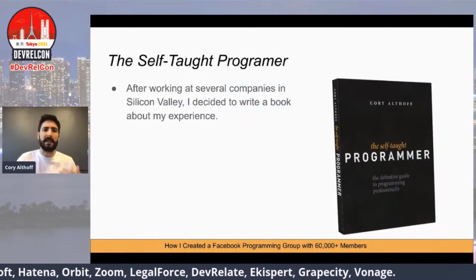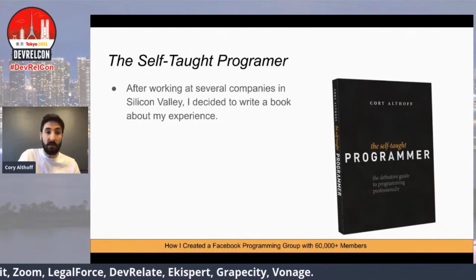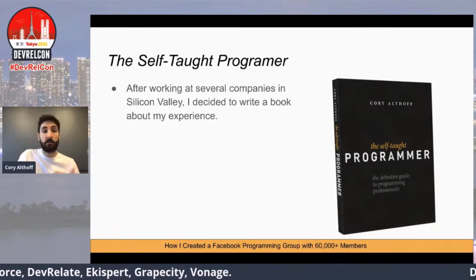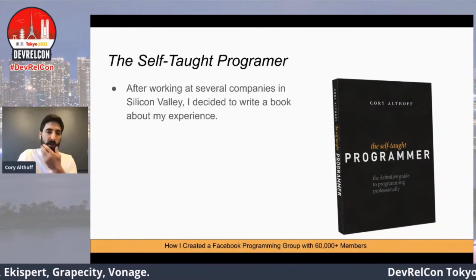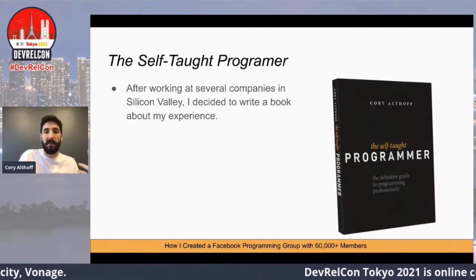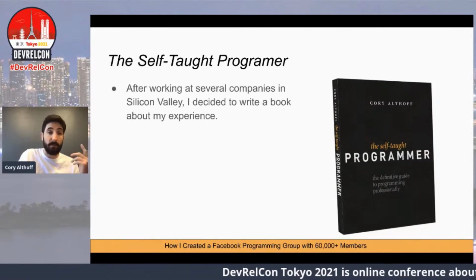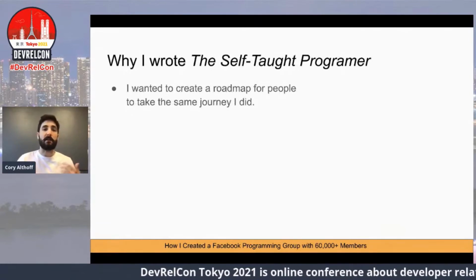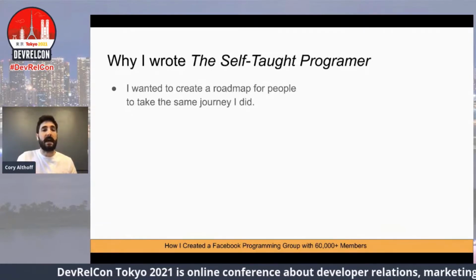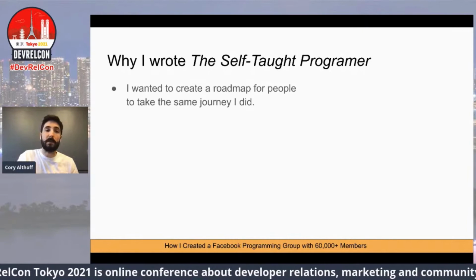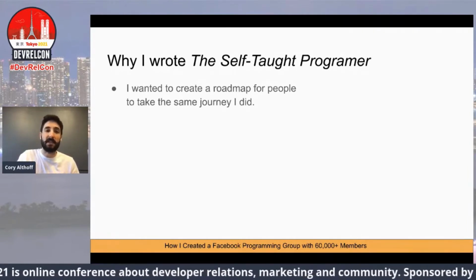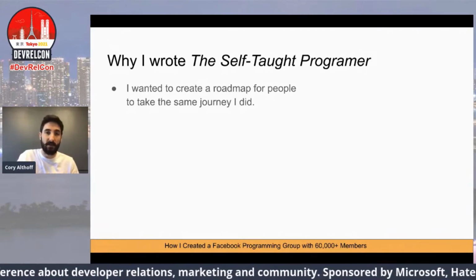And after working at several companies in Silicon Valley, I decided to write a book about my experience called The Self-Taught Programmer, The Definitive Guide to Programming Professionally. The reason I wrote The Self-Taught Programmer was because I wanted to create a roadmap for people to take the same journey that I did when I was learning how to code.